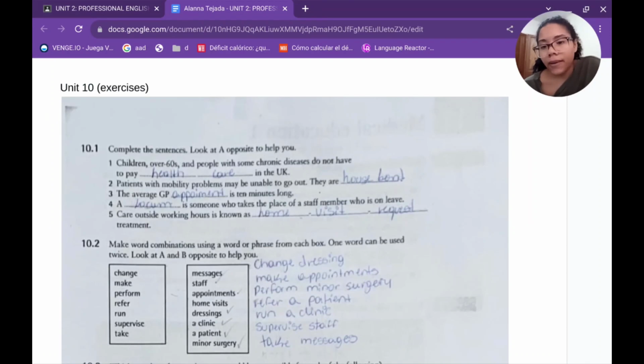10. Complete the sentence. Look at A opposite to help you. Children, over 60s and people with some chronic diseases do not have to pay for health care in the UK. Patients with mobility problems may be unable to go out. They are housebound. The average GP appointment is 10 minutes long. A locum is someone who takes the place of a staff member who is on leave. Care outside working hours is known as out-of-hours treatment.